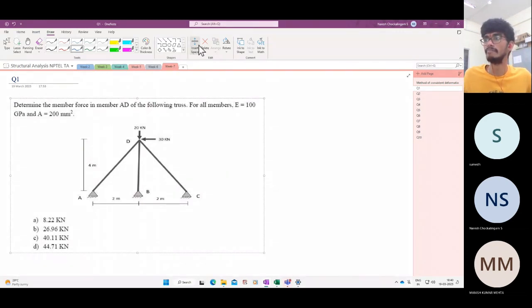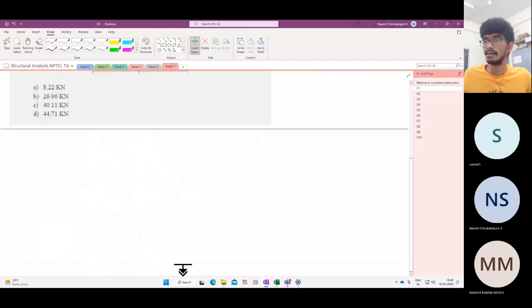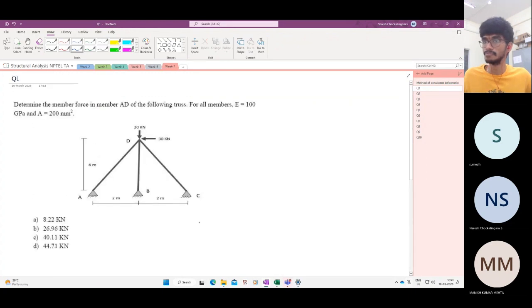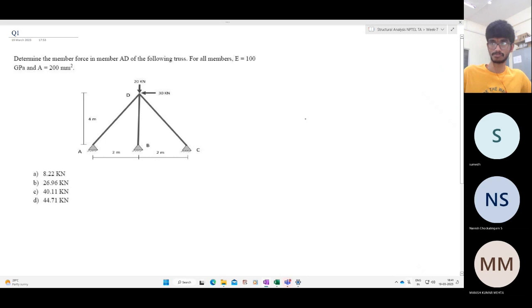So this is our first problem. Determine the member force in the member AD for the following truss. And for all members, they have a constant E and a constant A.